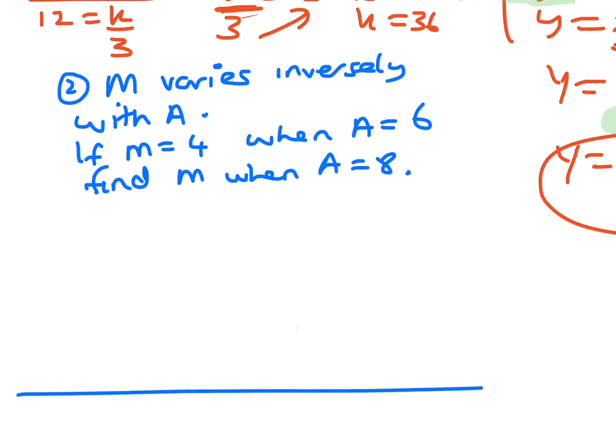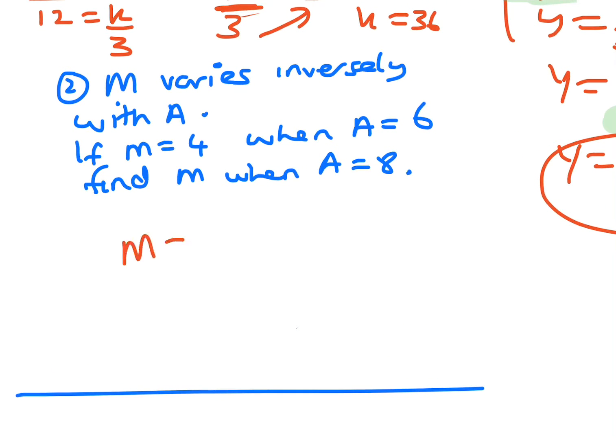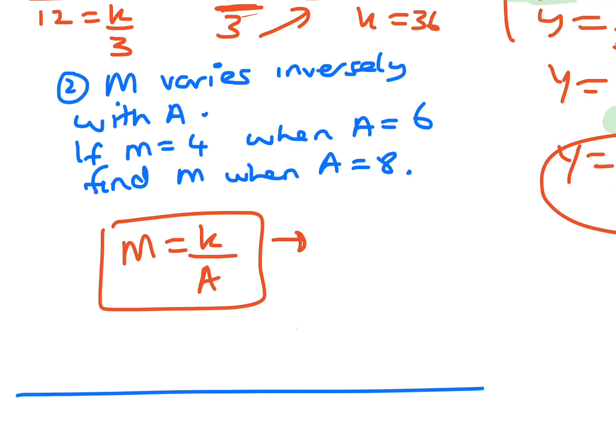Okay, so let's just look at another one. So m varies inversely with a. So there's your basic formula. Information to help you find k. M equals 4 when a equals 6.